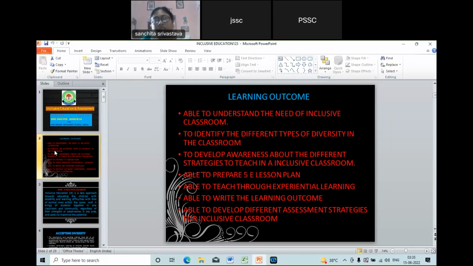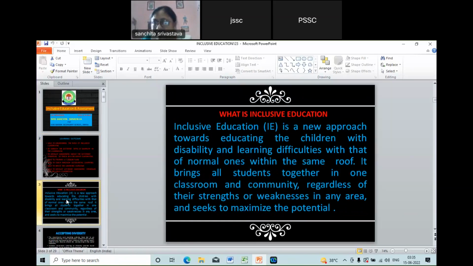Now this is basically what inclusive education is. Inclusive education is a new approach towards educating children with disabilities and learning difficulties along with the normal ones, with the same rule. It brings all students together in one classroom and community regardless of their strengths and weaknesses. When we are dealing with children with disabilities, we should also take under that economic disabilities, so children coming from different socio-economic groups should also be taken together.